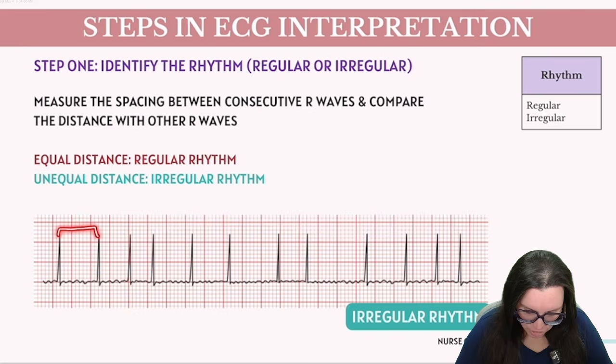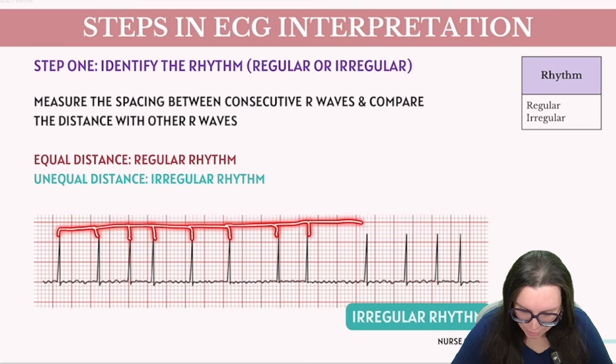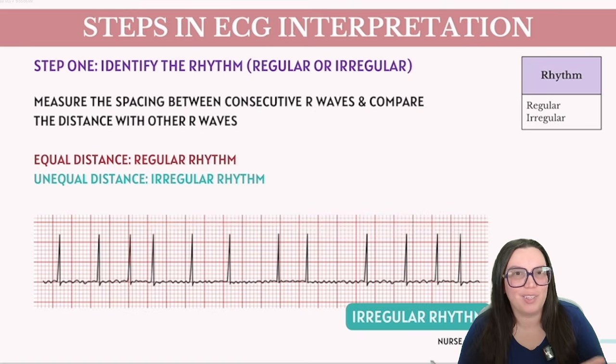However, if we were to look at a rhythm like this, this is an irregular rhythm. Because if I was to march out and measure in between all of these R waves, they're not going to fall the same every single time, as you can see on your screen. Some are shorter, some are longer. They're just not going to be uniform. So we would call this an irregular rhythm.